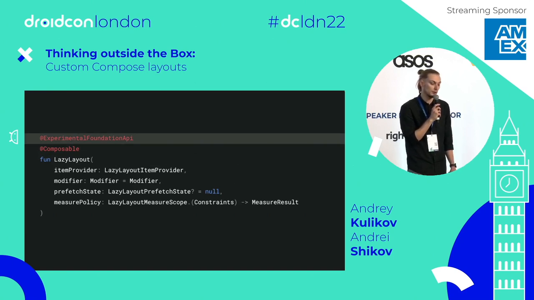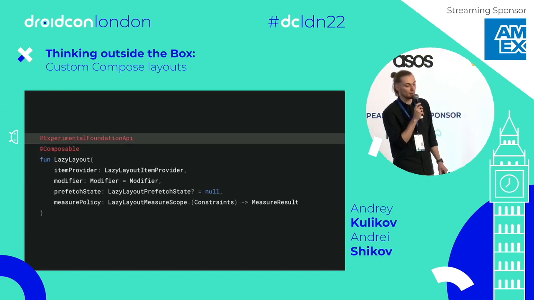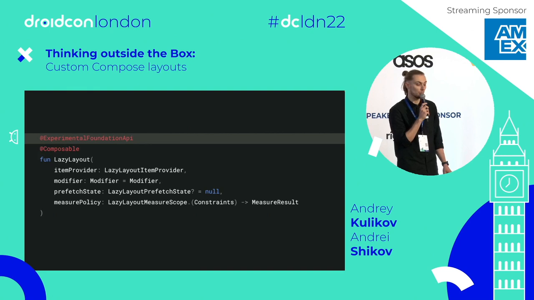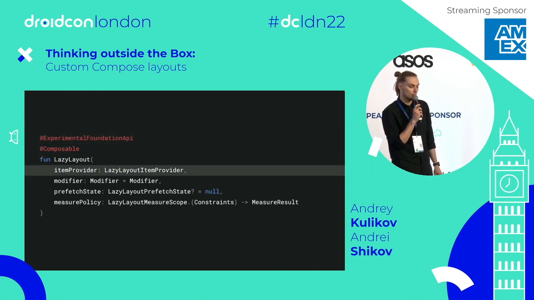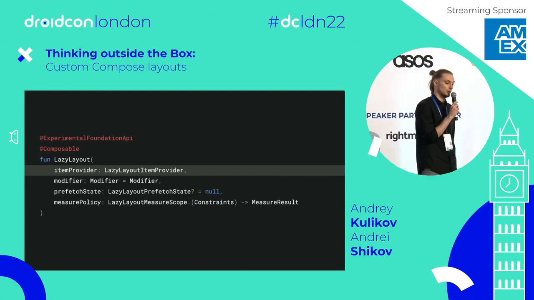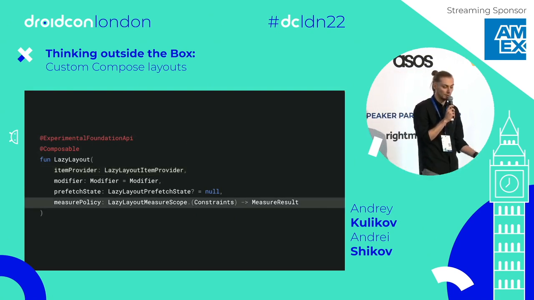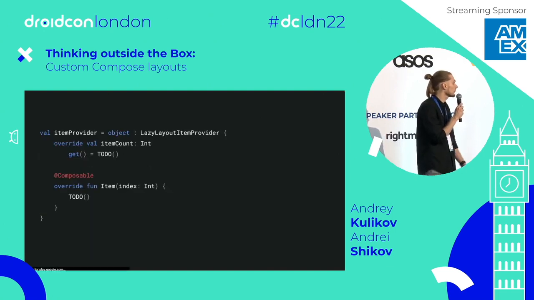First important bit here is that it is experimental, which means the API can change, for example, based on your feedback. The first parameter is item provider. Here you provide information about the items you have. We will discuss it a bit later. The last one is a measure policy. That's similar to how it works in subcomposed layout. Note that we do not have measurables. Why? Because we have a custom scope to compose and measure them.